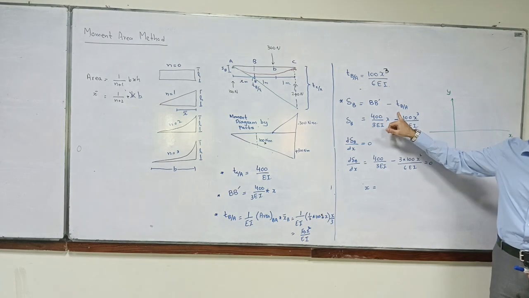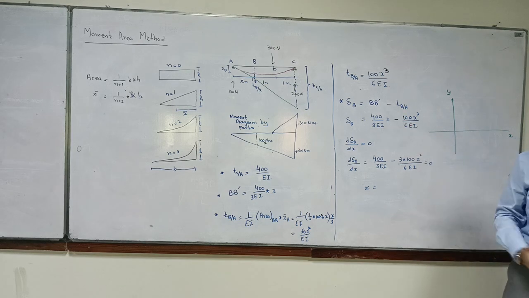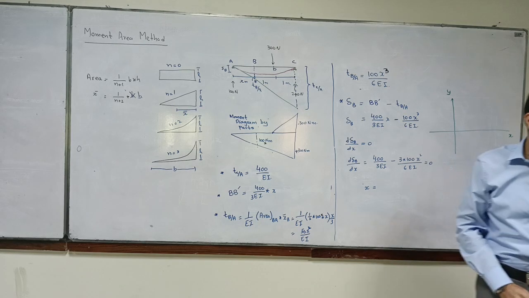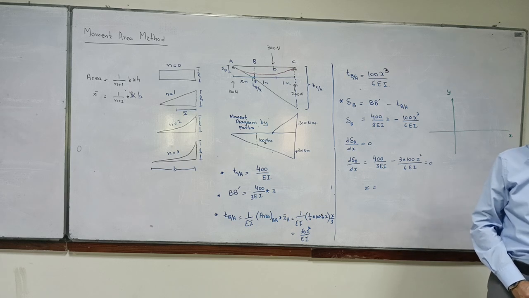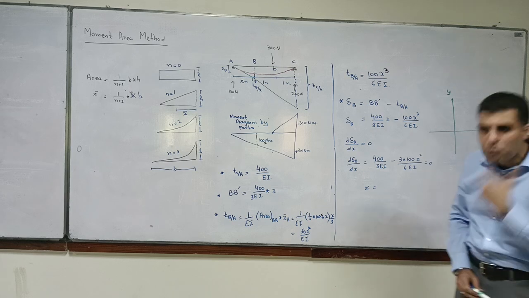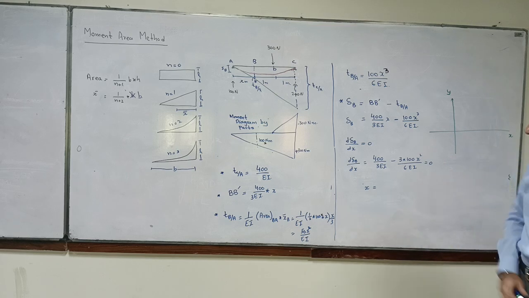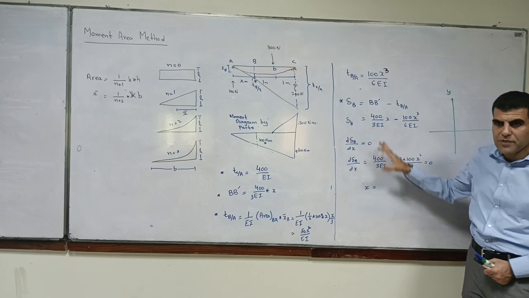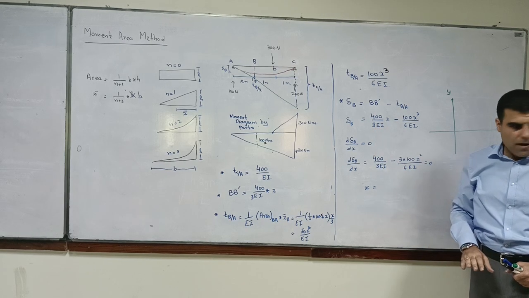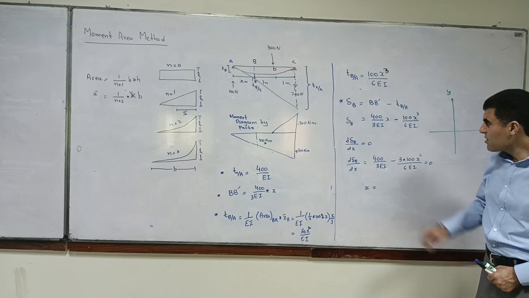It's similar to what we did previously. The only difference is that now we don't know where our maximum deflection is. Previously we knew, not the maximum deflection, but we were asked to find out deflection at a particular point. So we knew the distance. In this case we don't know. So I followed the same steps which we followed previously. Okay?